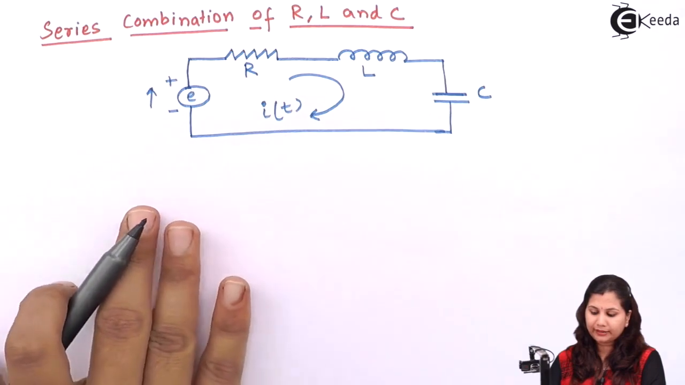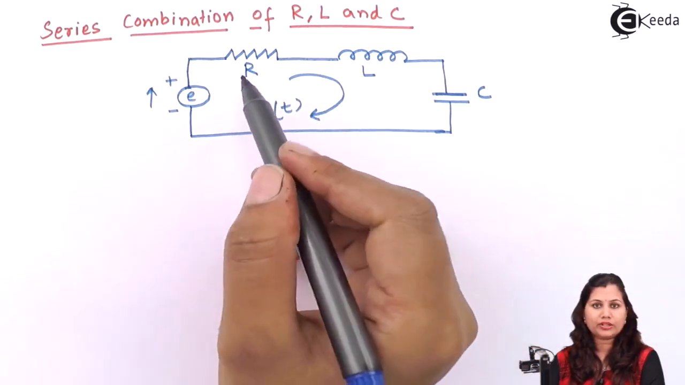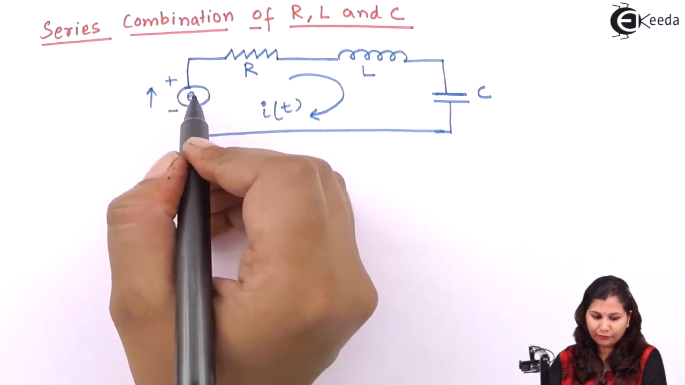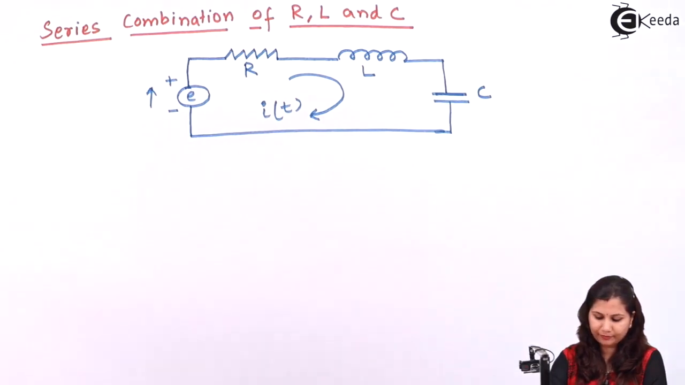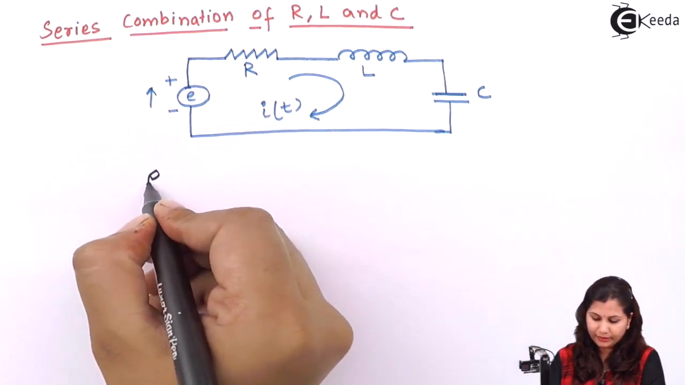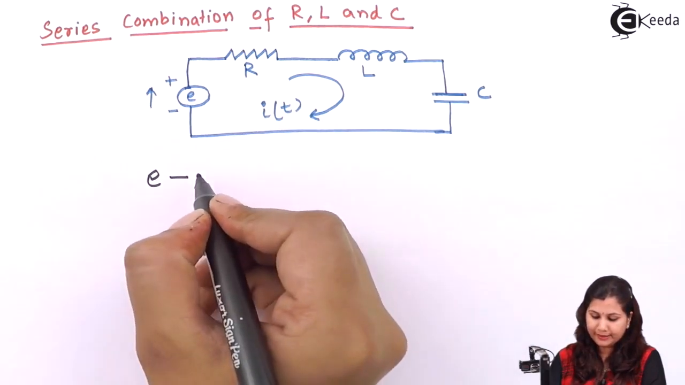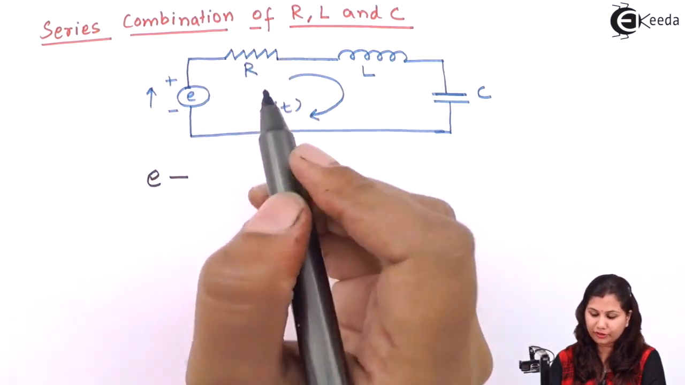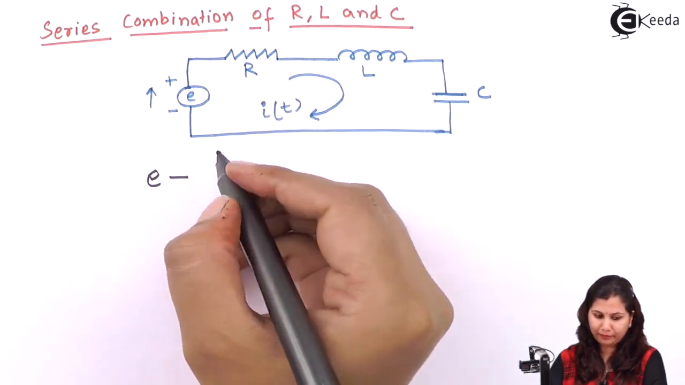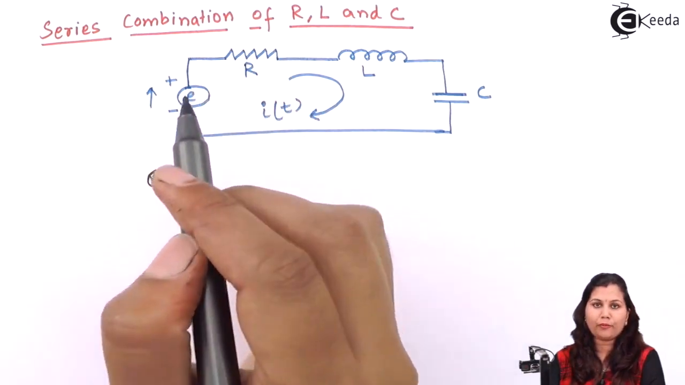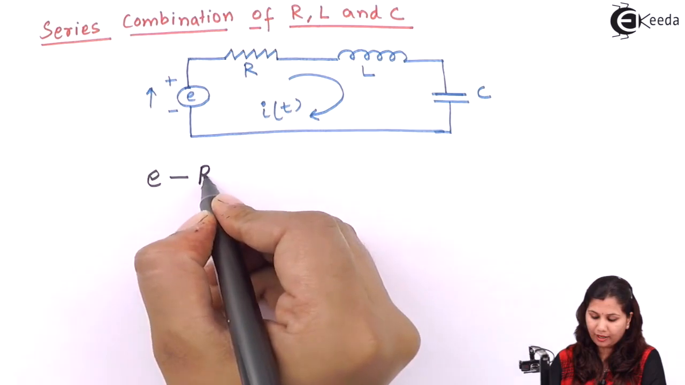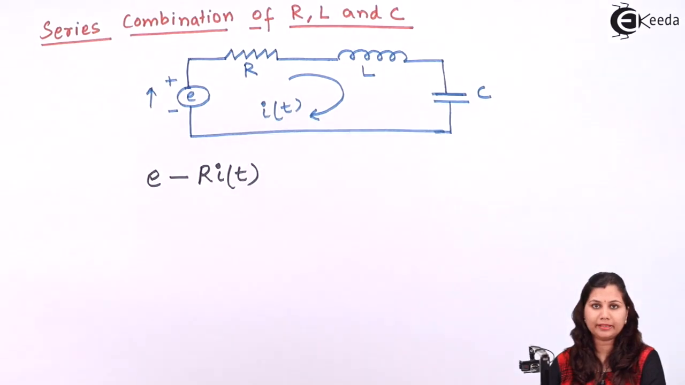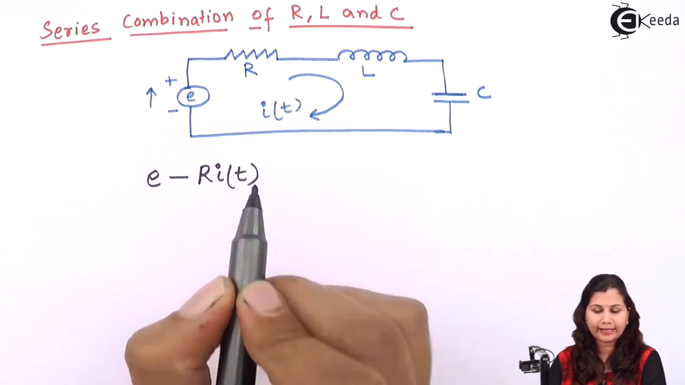So we will get that the sum of the voltages in this loop is equal to 0. So first start from here, we will have E minus, because in this we are having the reduction of voltage here. So according to KVL, it will be minus. The voltage drop across the resistor will be RI(t). We have already studied it when we studied the element resistor. So it is given by RI(t).